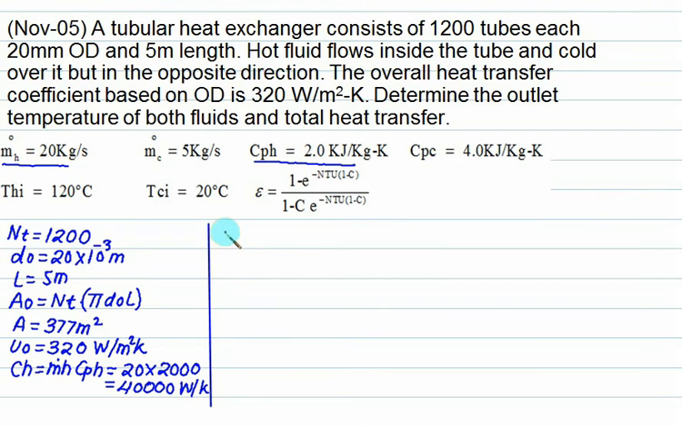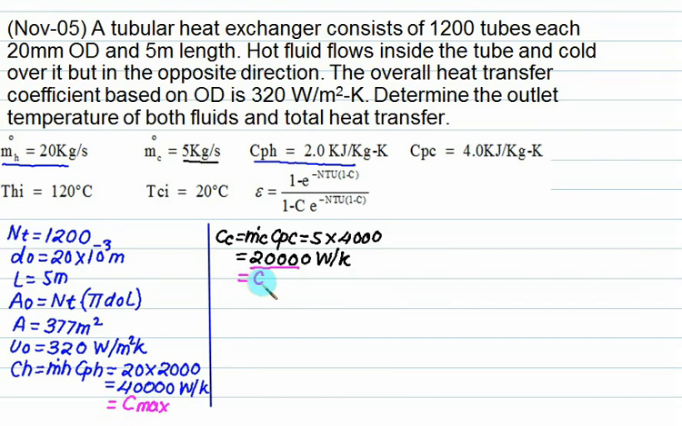The Cc is given by m dot C into Cpc. M dot C is 5, Cpc is 4000, so that value equals what? 20,000. Now from the value of Cc and value of Ch, Ch is more, so this equals C max and this equals C minimum.